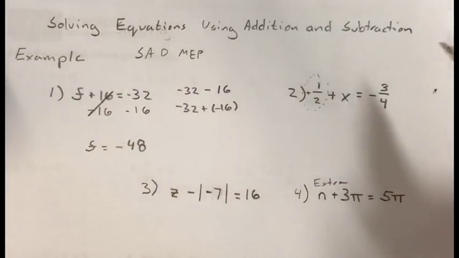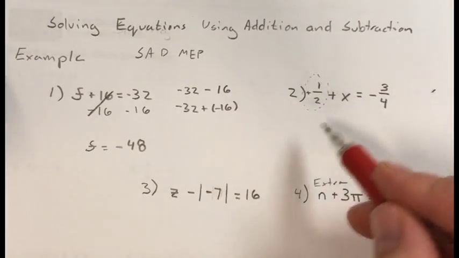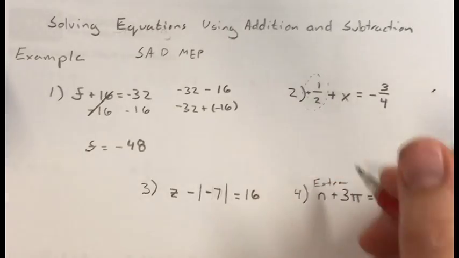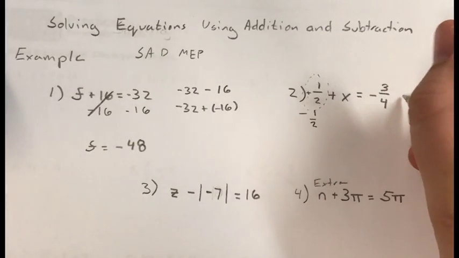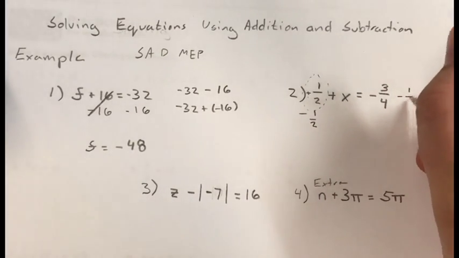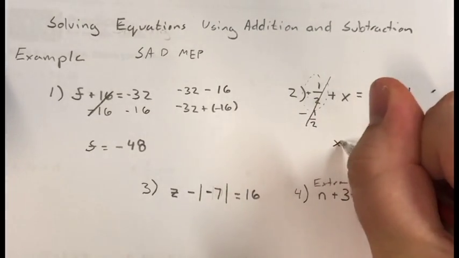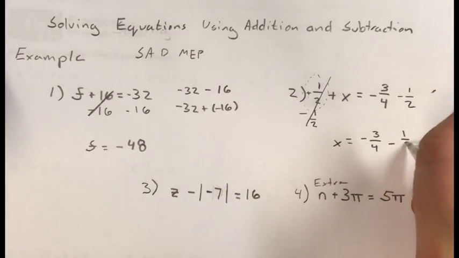Well, I do the opposite. What's the opposite of positive? Negative. What's the opposite of addition, which is what this technically is as a positive? It's subtract 1/2. And I do that on both sides. I'm going to write it over here like this. What happens? This goes away. So now I have x is equal to -3/4 minus 1/2.